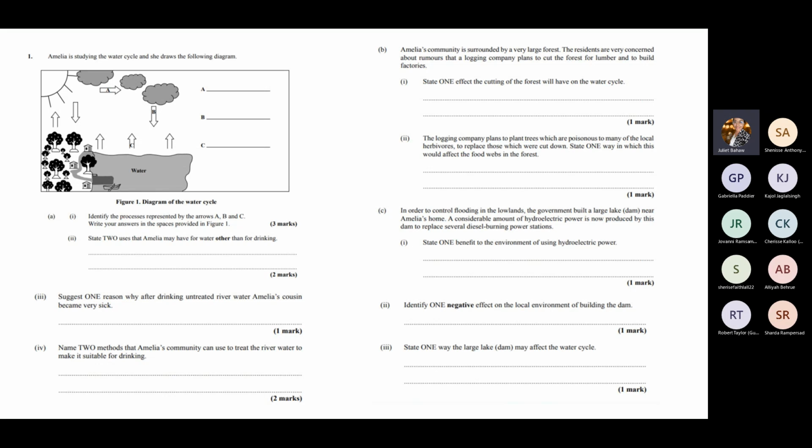All right, part four. Name two methods that Amelia's community can use to treat the river water to make it suitable for drinking. Giovanni? They can either boil the water or disinfect the water by adding small amounts of bleach to the water. Very good. All right, so adding bleach, adding chlorine to disinfect as well. Those are the common methods.